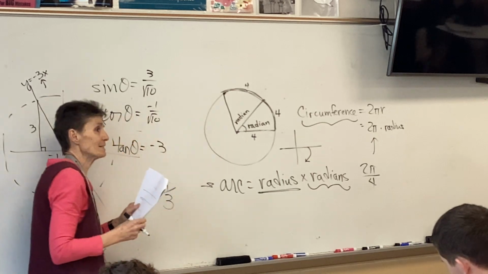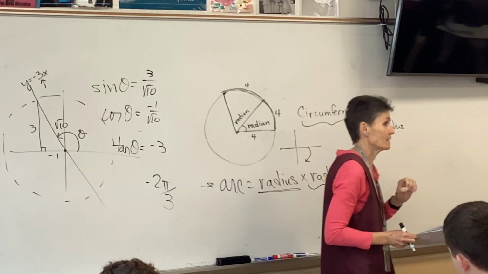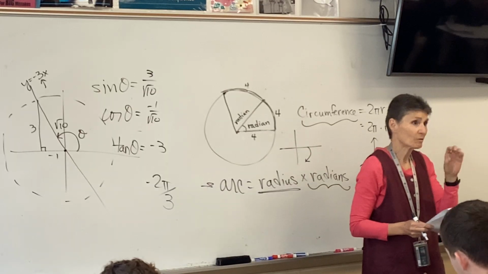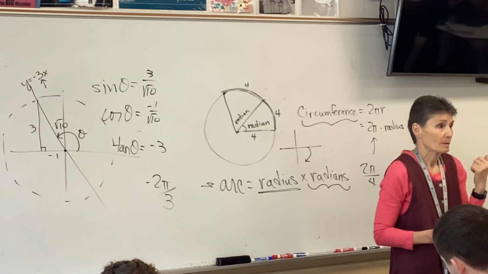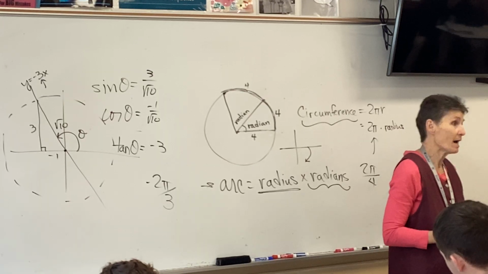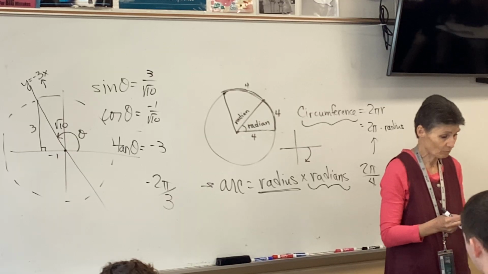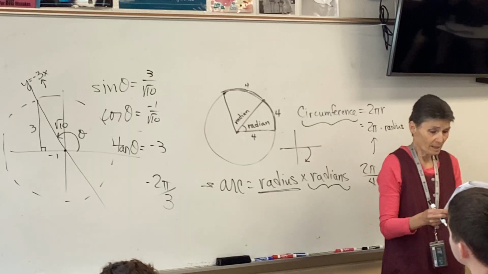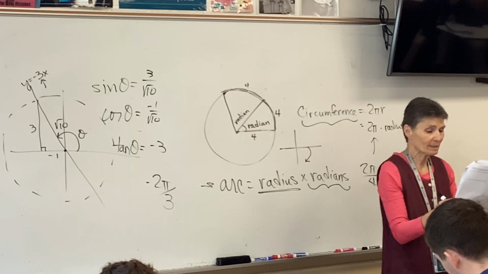Remember, an entire circle, an entire revolution is 2 pi radians. So if I want a third of it, it would be 2 pi over 3. Right? But since it's clockwise, I gotta go down. Going down is negative, so negative 2 pi over 3.